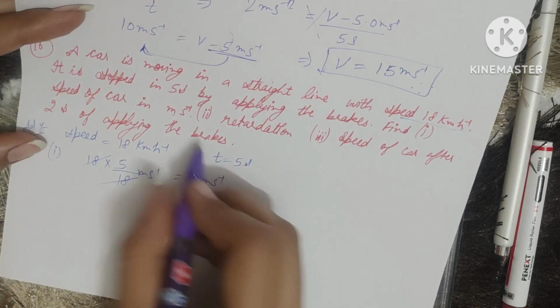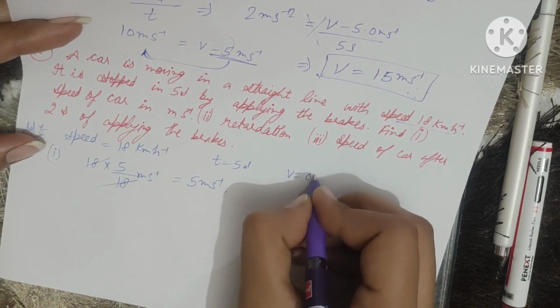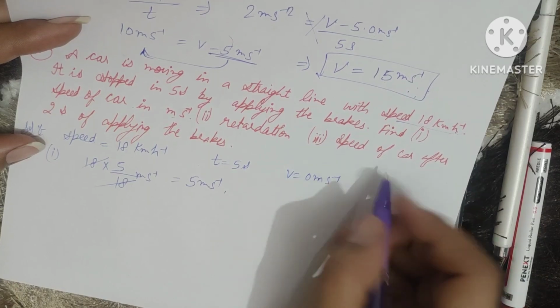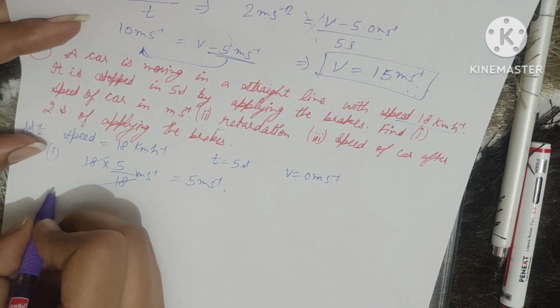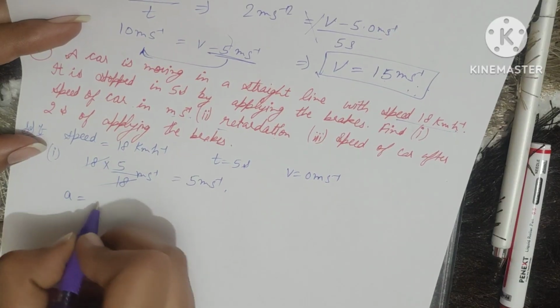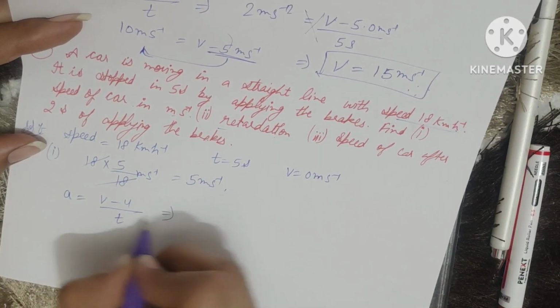The next thing is, as we are applying the brakes, it means the final velocity is 0 meter per second. The second thing is, we need to find the retardation for it. Retardation means the value of a will come in the negative form, so we are using the same formula here also. What is the value of v?